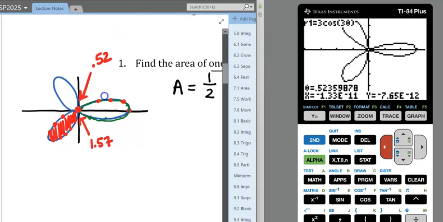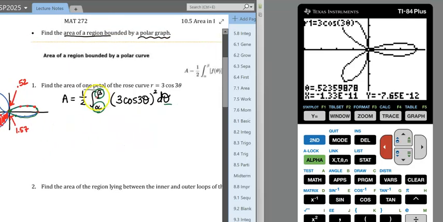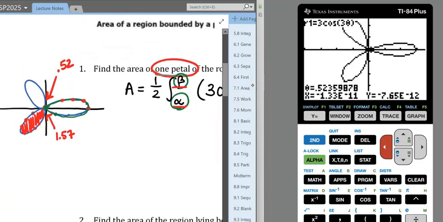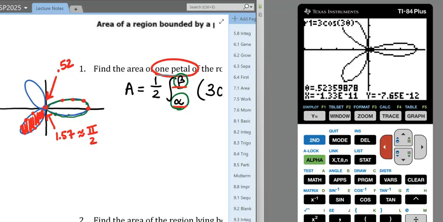I'm looking at what theta is, because remember, those are the numbers that I need to put in here to integrate in terms of theta for the angles that bound one petal of this rose curve. Now, we don't have the exact values. You may recognize that 1.57 is an approximation for the exact value of pi over 2. I'm going to show you how you could quickly figure out what the exact values are.